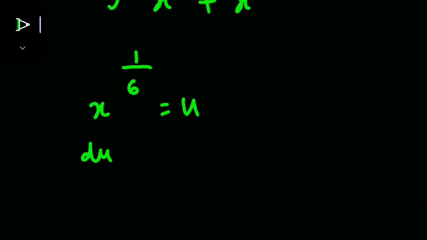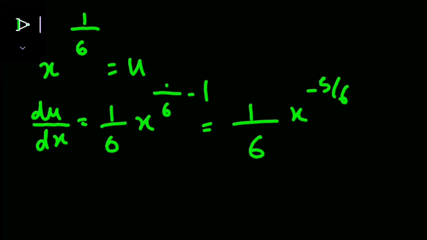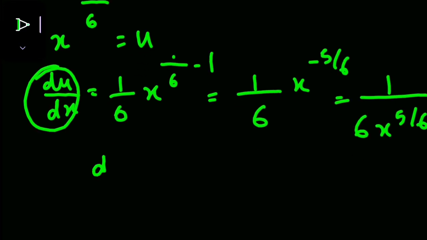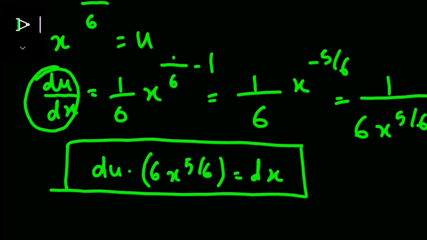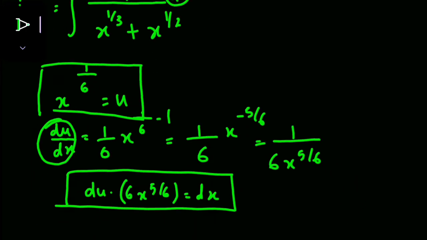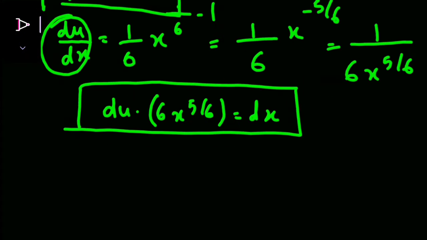So the derivative of u with respect to x would be 1 upon 6 x to the power 1 upon 6 minus 1. So it's 1 upon 6 x to the power negative 5 upon 6, that is 1 upon 6 times x to the power 5 by 6, and that's the derivative of u with respect to x. So from here I obtain dx as 6 times x to the power 5 by 6 times du. Instead of this dx in the question, I can replace that value, and according to that substitution I have to put u. So that's the second phase of this question.